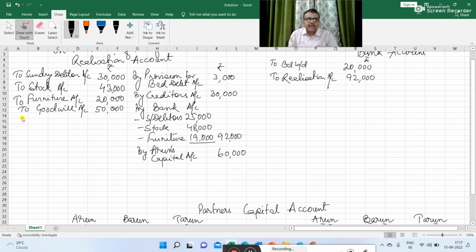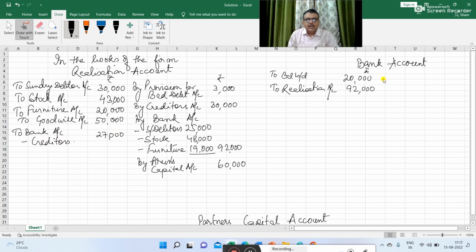Next, it is given that creditors were paid rupees 27,000. So realization account debit to bank account. So the amount paid to creditors is 27,000. And in bank account, you have to record on the credit side as by realization account. So realization account to debit. This is the actual journal passed. So in bank account, I am writing by realization account 27,000.